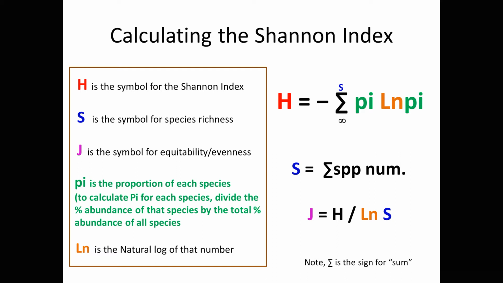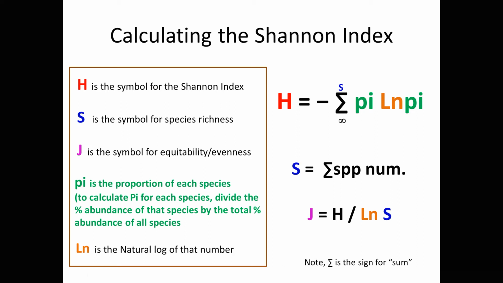And I know it looks daunting, but it's actually quite straightforward, really. So I'll talk you through it. So H is the symbol for the Shannon Index, and this is its formula. And actually, all its formula means is this symbol is the sum. So it's the sum of two things multiplied together. One of those things is PI, and PI is the proportion of each species in that site.